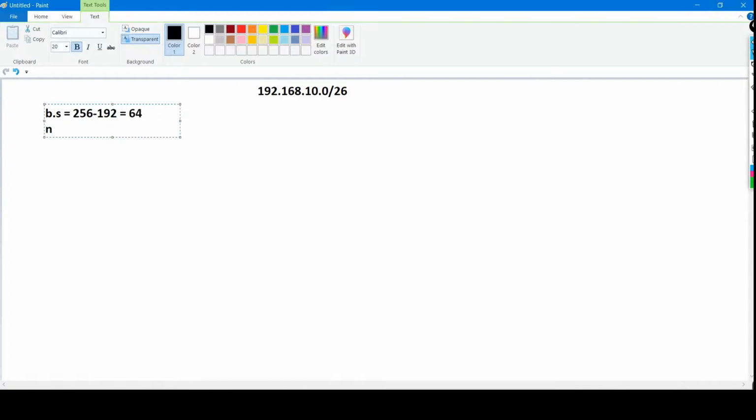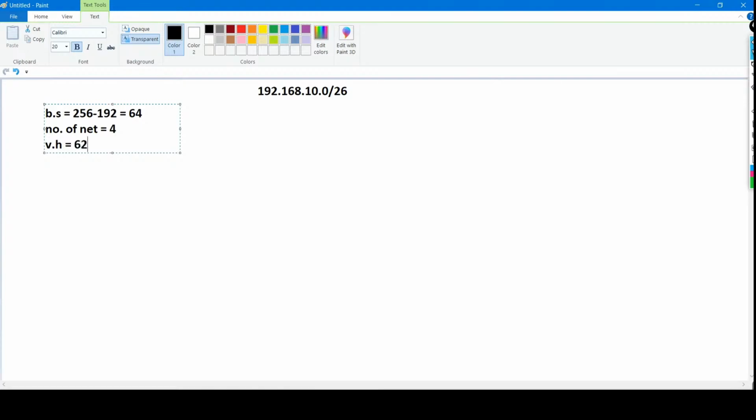How many networks are there? 4, which is 2 to the power 2. And valid hosts in each network will be 2 to the power h minus 2. Here h will be 6, so 2 to the power 6 is 64, minus 2. That means valid hosts will be 62.